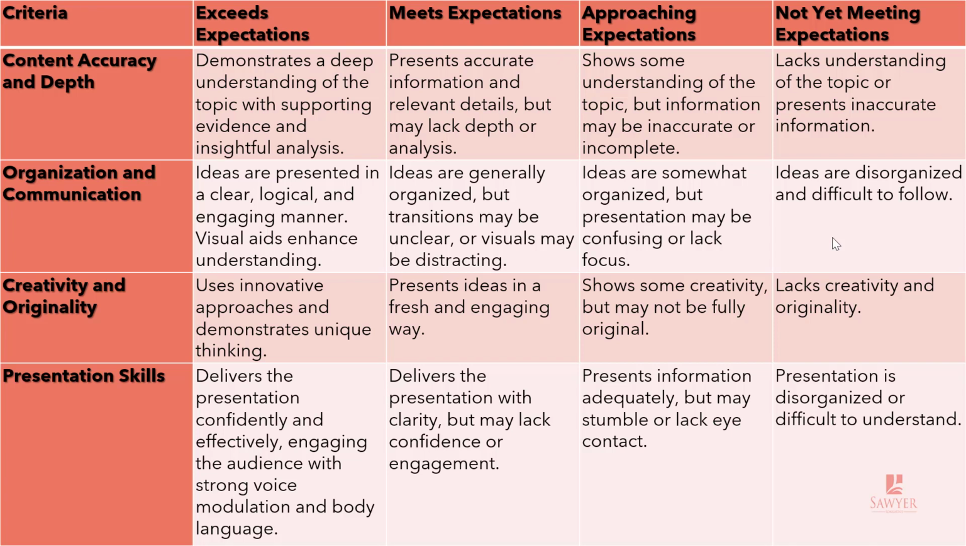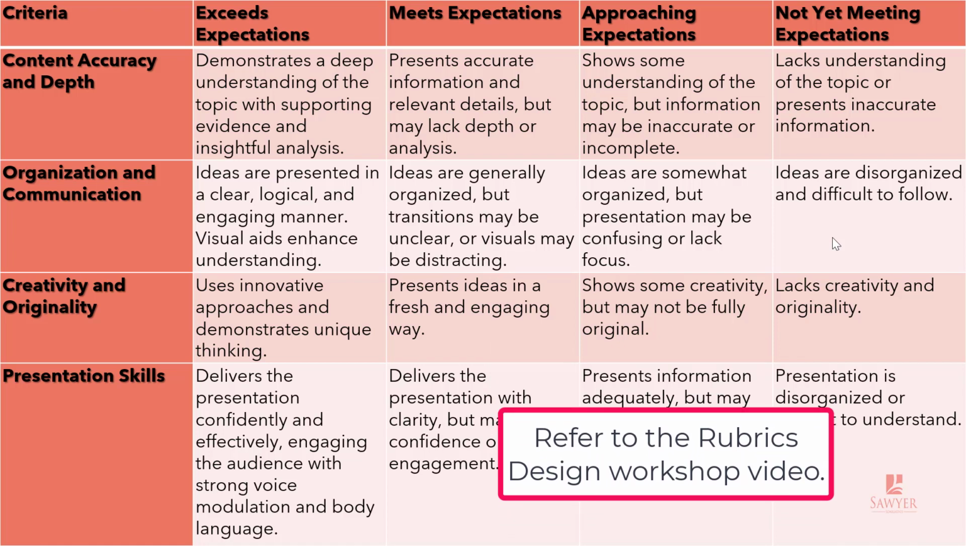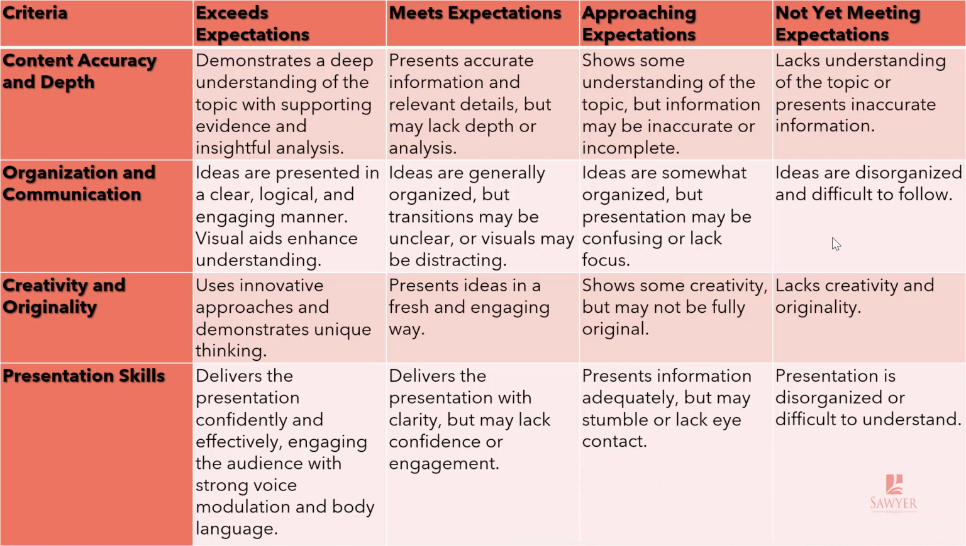So here is an example of what a project or presentation rubric might look like. As you can see, we're using the same standards of excellence across the top that we used the other day because I don't want to complicate things. Exceeds expectations, meets expectations, approaching expectations, and not yet meeting expectations. And then 4 criteria: content accuracy and depth, organization and communication, creativity and originality, and presentation skills.